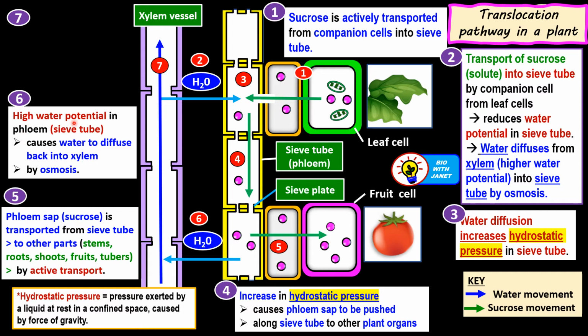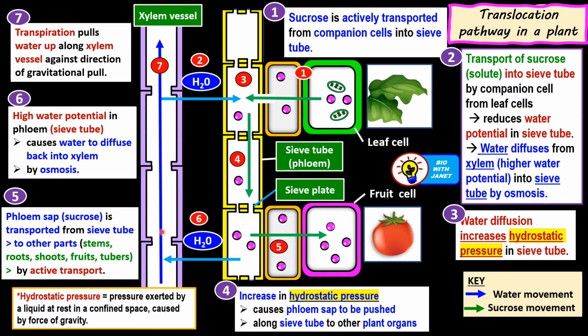Now let's read from here. High water potential in the phloem, or sieve tube, due to the decrease in concentration of sucrose. So high water potential in the phloem causes water to diffuse back into the xylem by osmosis, right? And then lastly, transpiration pulls the water up along the xylem vessel, against the direction of gravity.